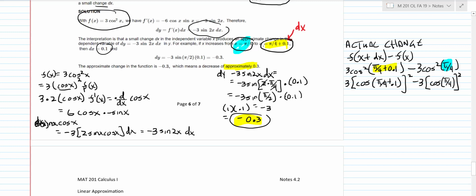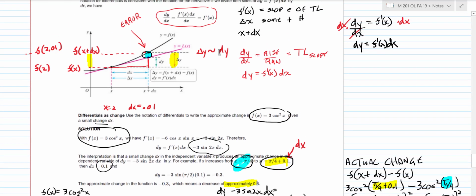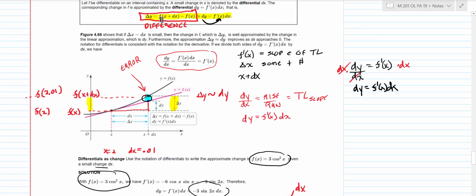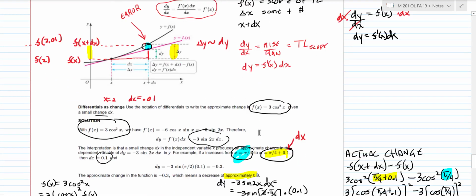So you can do the function value. Remember, the original function is 3 cosine squared x. And we can evaluate this, evaluate that, and then find the difference, okay? If you look at this formula up here, this is delta y, which is the exact difference between the function values, but it can be approximated by dy, the differential, which is f prime of x, okay? That's the whole key to what we're learning here, understanding that formula and how it connects to that diagram.